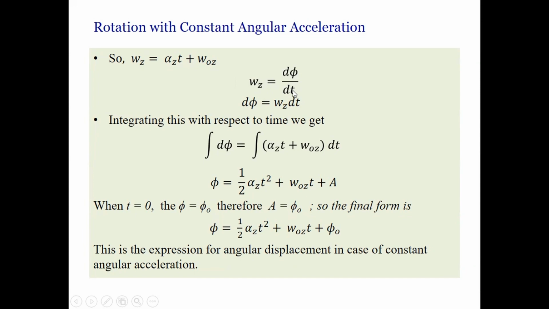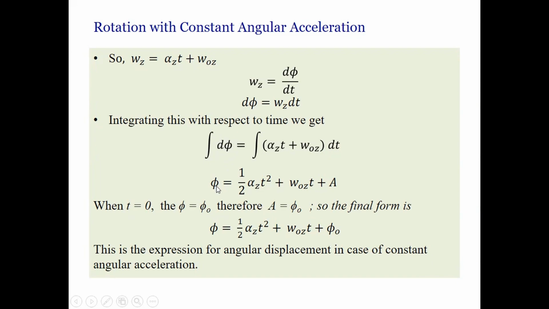Once we multiply by dt, dφ is equal to ωz times dt. The integration with respect to time gives us the integral of dφ equal to the integral of (αt + ω0z) dt. We now have to integrate this t, and here there is no t, therefore a constant, and we will get the time variable.